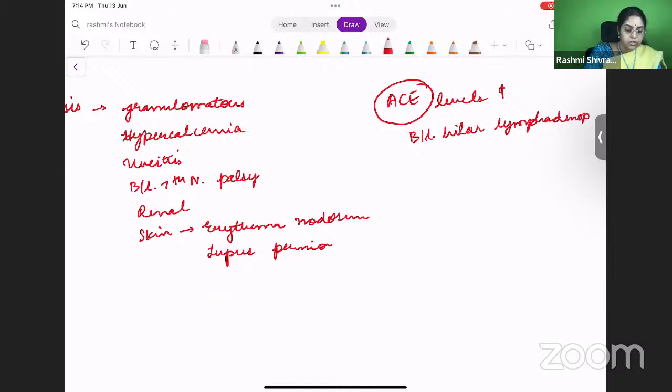It's already mentioned in the question. Bilateral hilar lymphadenopathy will be there. On the CT chest, you have a classic finding which is called galaxy sign. This is again an MCQ.